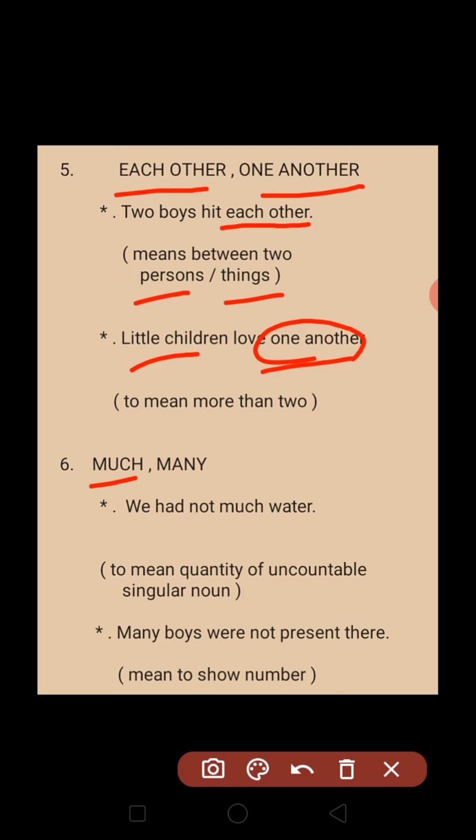Now in 6, much and many. Here it is very simple. Much, as in not much water. So water is a single uncountable noun. To mean such we use much. And in the case of many, suppose many boys are not present there. Here many is used because it means a number, that is countable. How many boys, we can count.